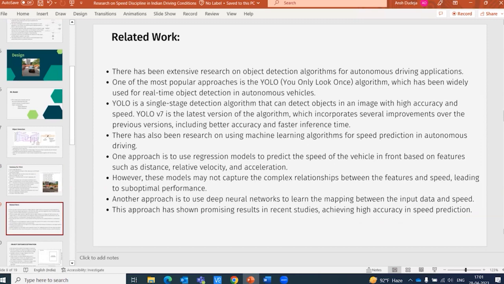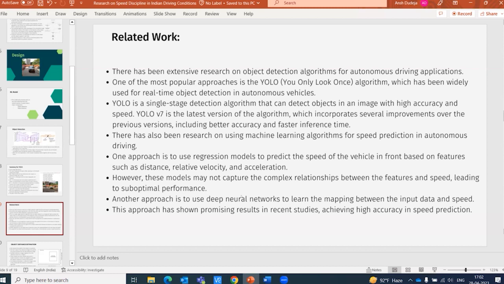Regarding related work, there has been extensive research on object detection algorithms for autonomous driving applications. YOLO is a single stage detection algorithm that can detect objects in an image with high accuracy and speed. There has also been research on using machine learning algorithms for prediction in autonomous driving. One approach is to use regression models to predict the speed of the vehicle in front based on features such as distance, relative velocity, and acceleration.